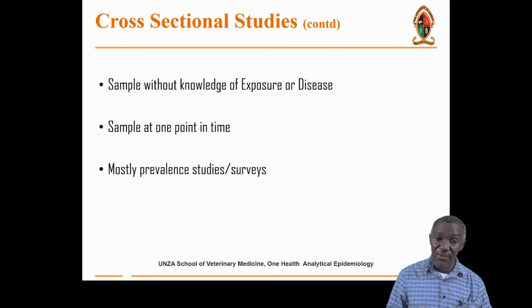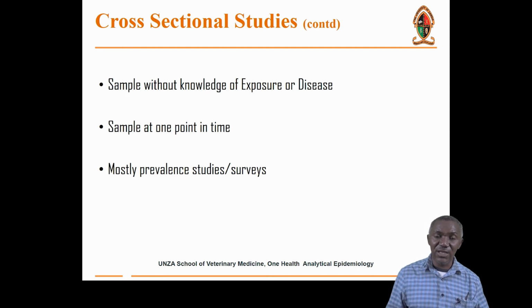So first you sample without knowledge of their status, and then when you have sampled, you've included them in your sample population, then you start finding out their status. So it is done, sample collection at one point in time.